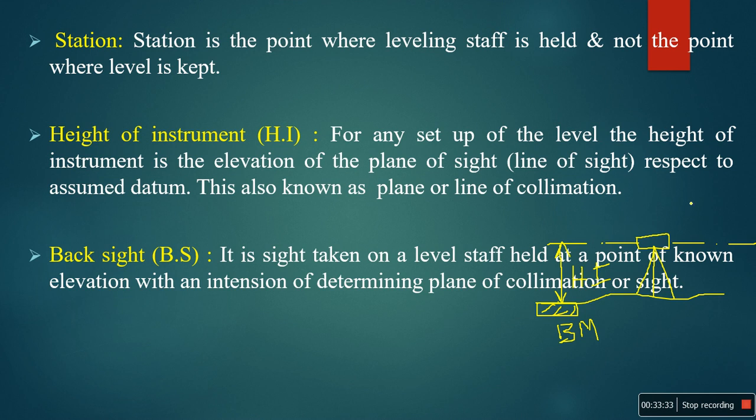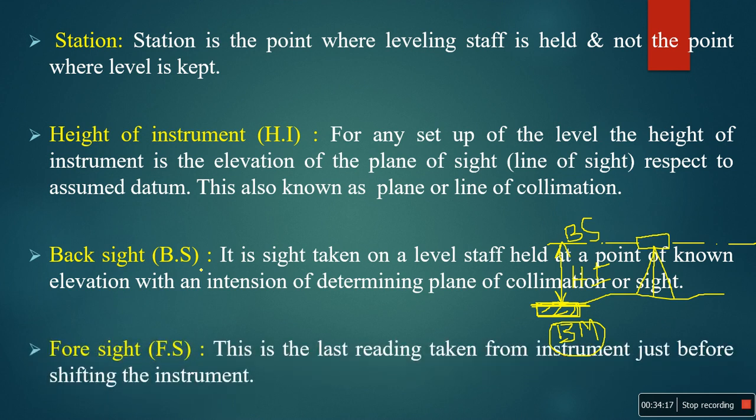Okay, BS means what? After the setup of the instrument, we have to take the first staff reading on a given datum level or on a given benchmark, meaning we know the level with respect to stations. That reading is called BS. After setup of the instrument, before starting the work, we take one staff reading on a given elevation point. That reading is called the backsight, simply BS.